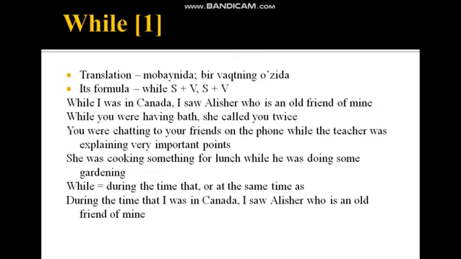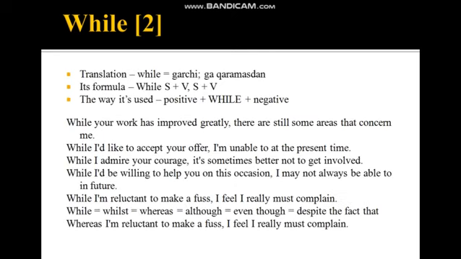And the second while is, we've got a second while right here. Let's continue, guys, with the while number two, and now let's pay attention to its translation. Well, the translation in our Uzbek language is going to be garche or gakaramasdan. And its formula is while plus subject plus verb, and the same case you can witness, guys. And the way it's used is a little bit different, which means it's close to the word but or however, but a little bit different. Okay, so let's pay attention to the way it's used.